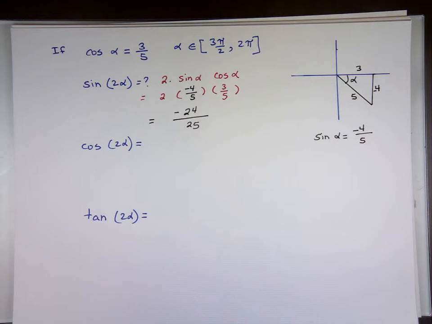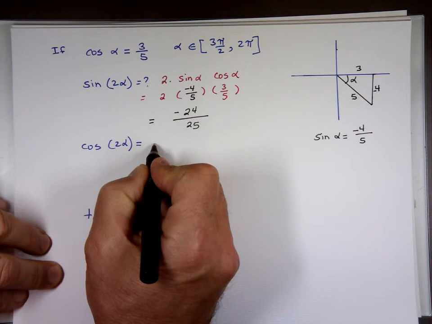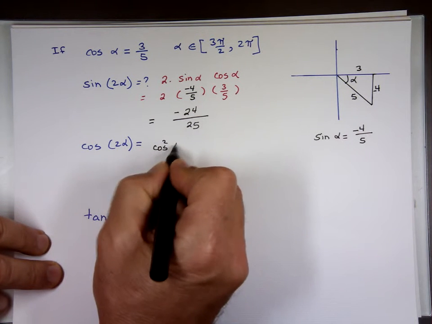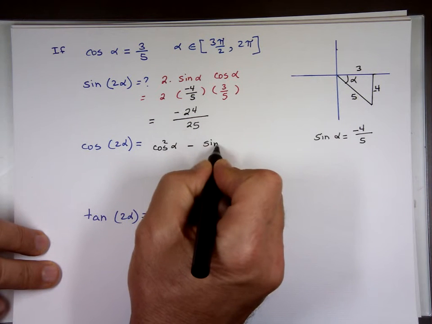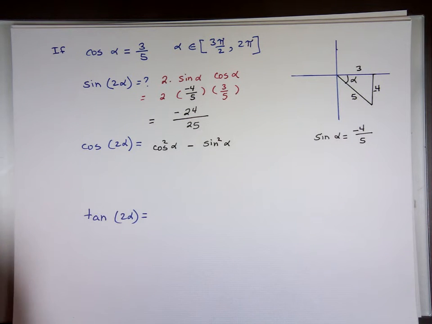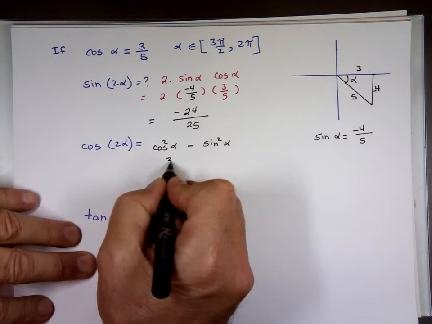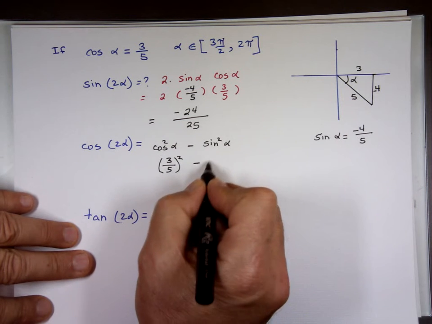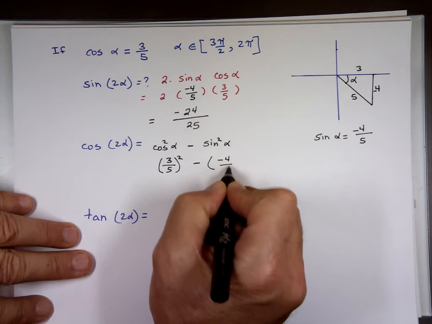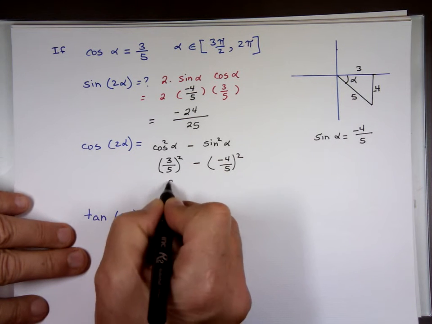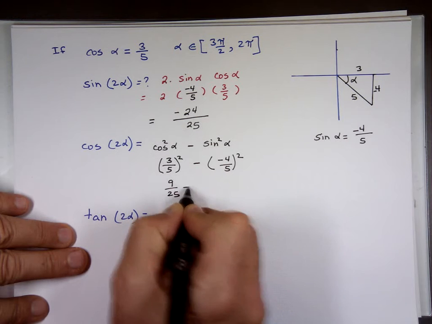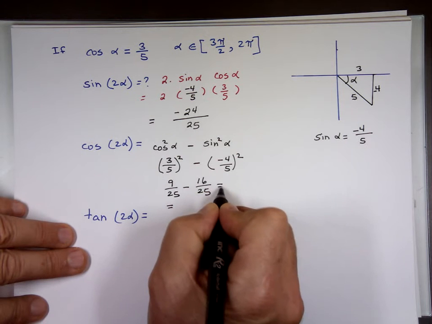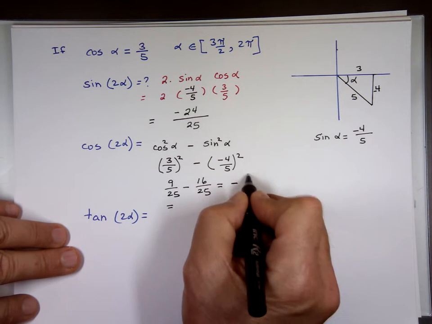Can I find the cosine of 2 alpha? We said that's what? You can use any one of them. You want to use the cosine squared minus the sine squared. Do we know what the cosine is? 3 over 5 squared. Do we know what the sine is? Negative 4 over 5 squared. 9 over 25 minus 16 over 25, and the result is what? Negative, is it 7 over 25?